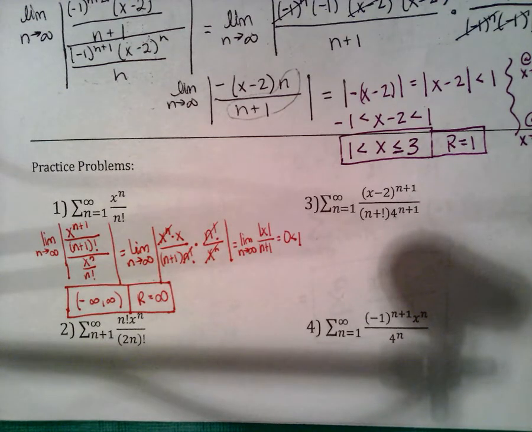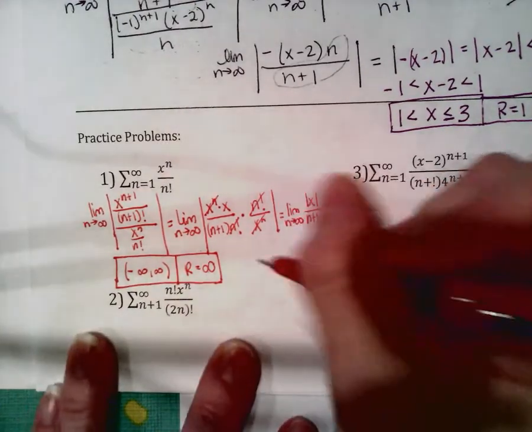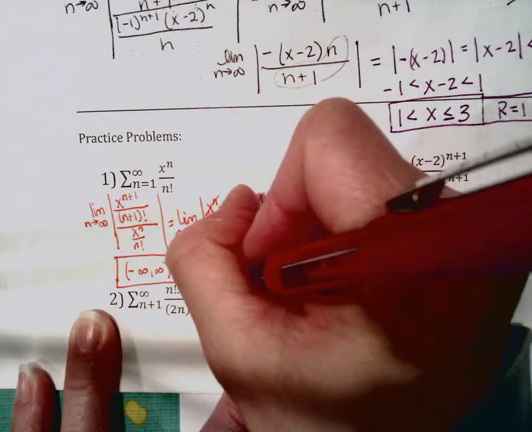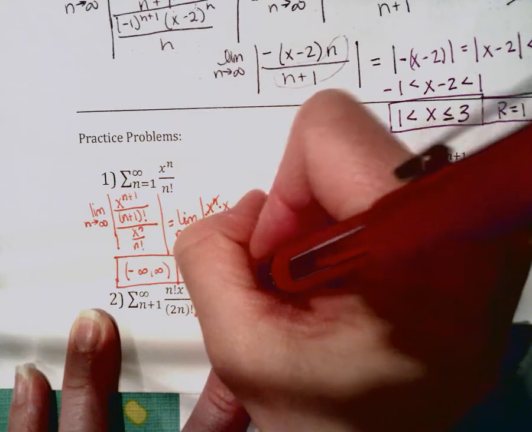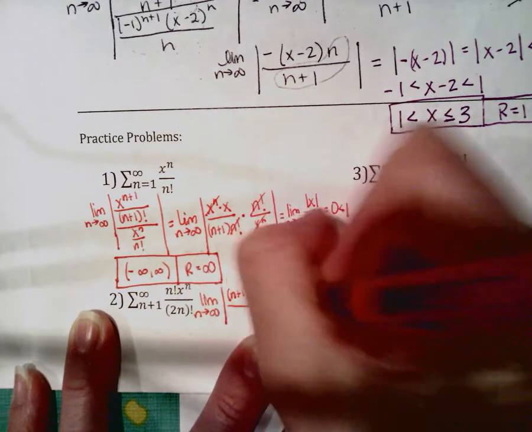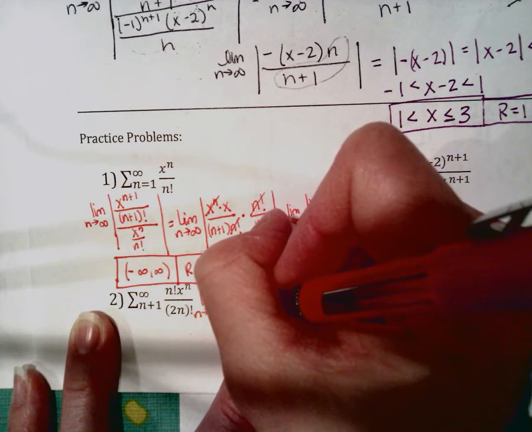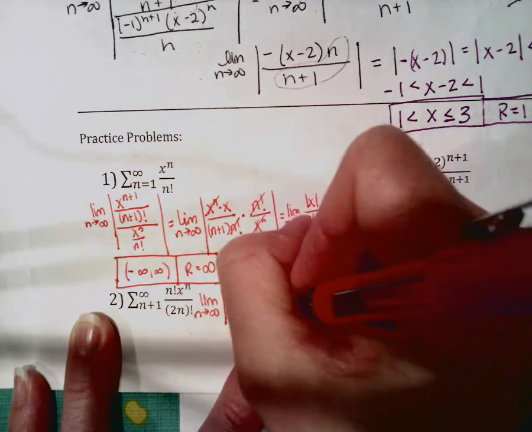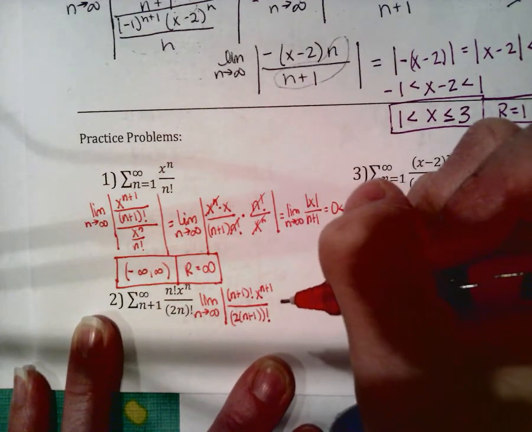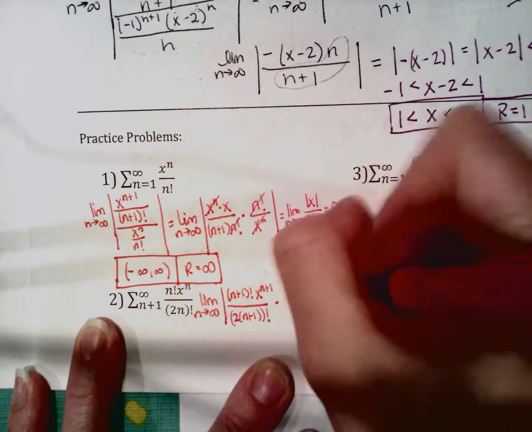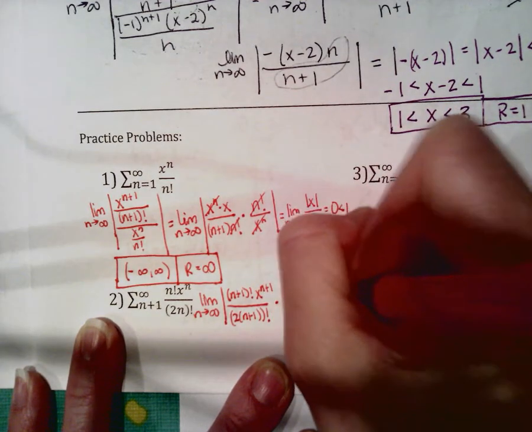So I guess number 2 is below it. I have to write kind of small here. So let's do the ratio test. The limit as n goes to infinity of the absolute value of n plus 1 factorial times x to the n plus 1 over 2 times n plus 1, all of that factorial. And then I'm going to go ahead and flip and multiply: 2n factorial over n factorial x to the n.